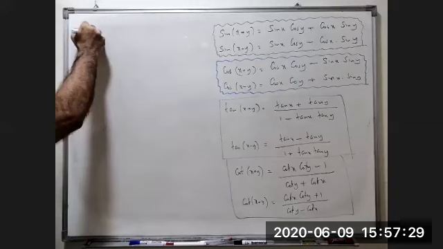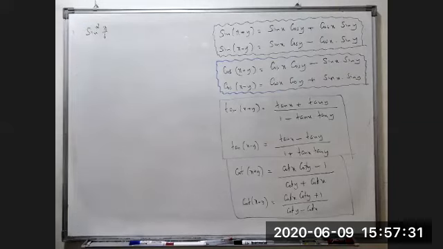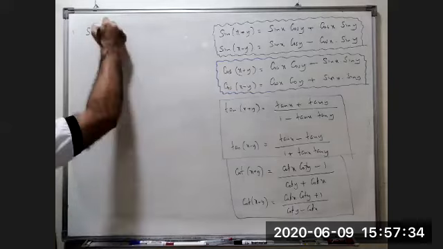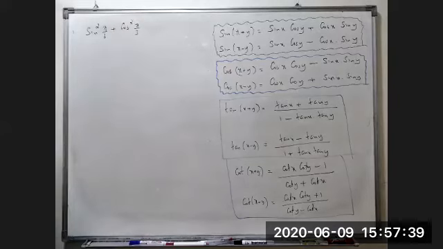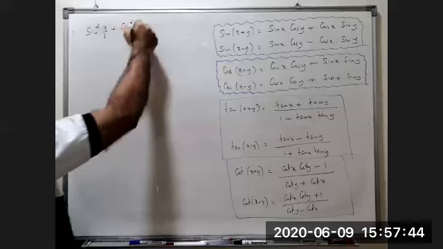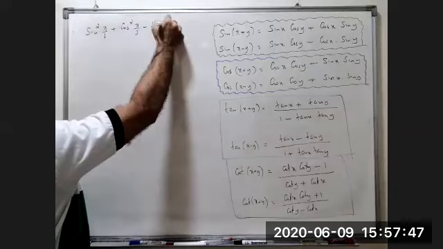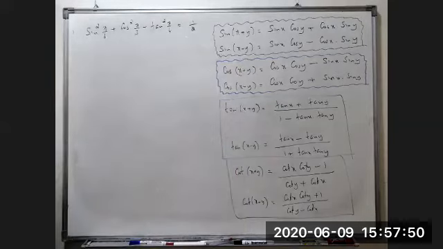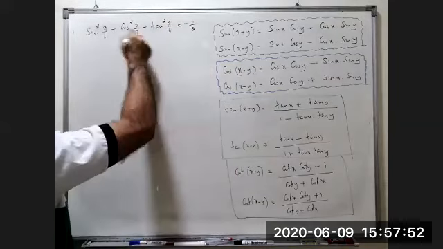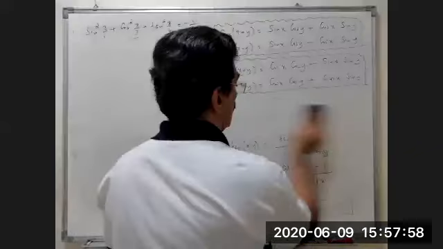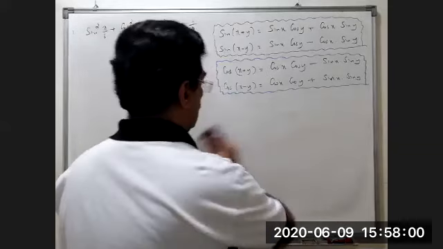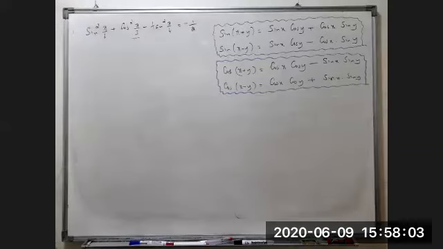To evaluate sine square pi by 6 plus cos square pi by 3 minus tan square pi by 4, we need to prove it is equal to minus 1 by 2. That is to prove. I hope you know.